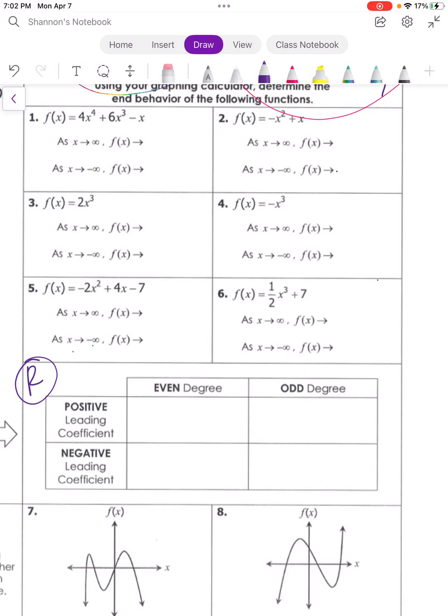If it's a positive leading coefficient, the right side goes up. If it's a negative leading coefficient, the right side goes down. So it's all about the right side and that leading coefficient. Once you have that leading coefficient, then you can do your left side. If the degree is even, then your left side will go the same direction as the right side. If it's odd, it will go the opposite direction.